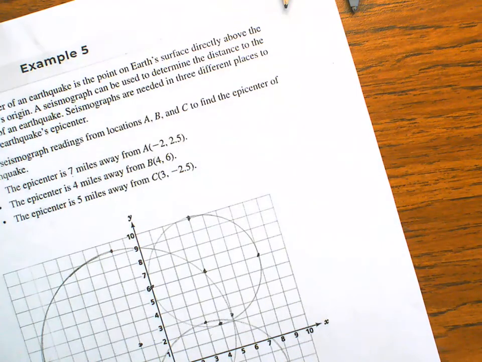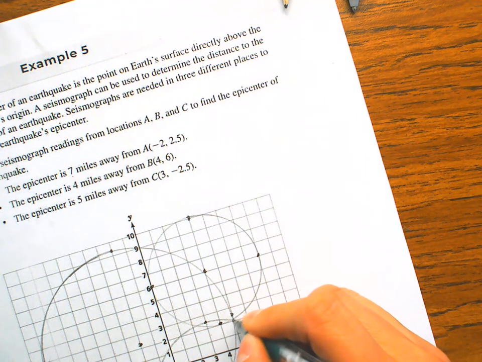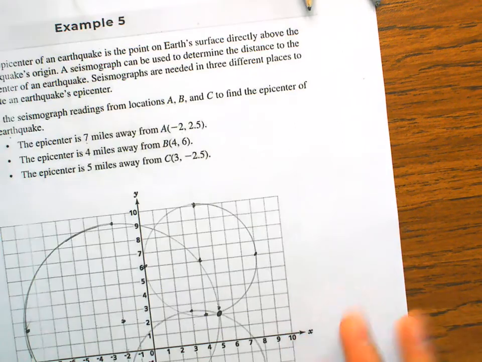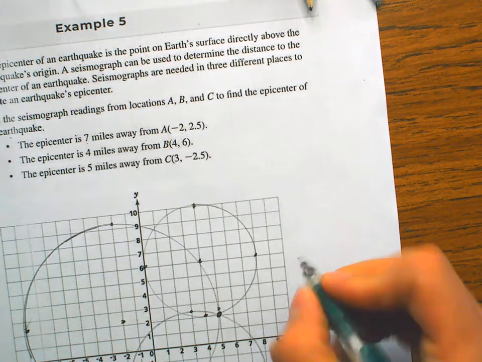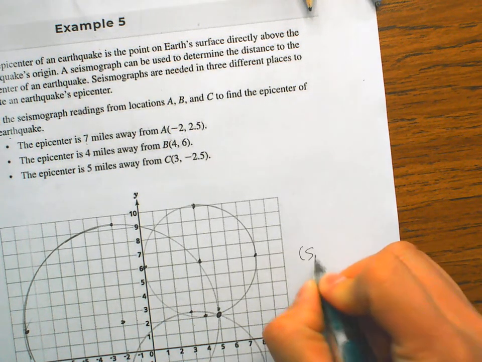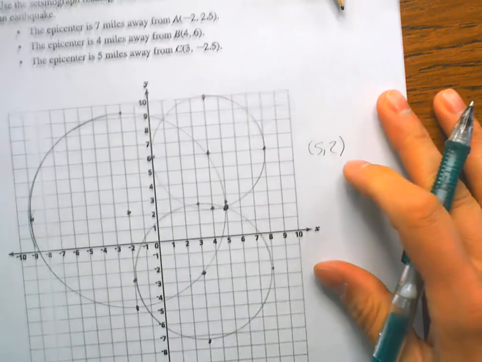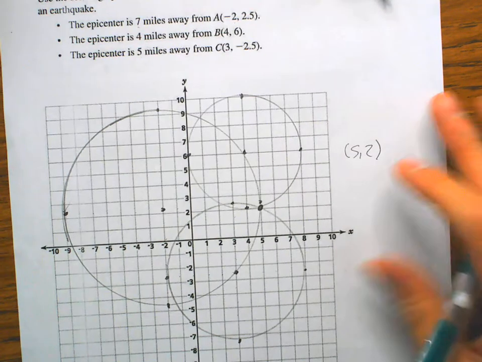All right, so the epicenter is going to be where all 3 circles meet, and it just so happens that they all meet at this point. And that point right there is going to be 5, 2. So the epicenter is at 5, 2. To keep this clean, I honestly suggest that you use a compass.